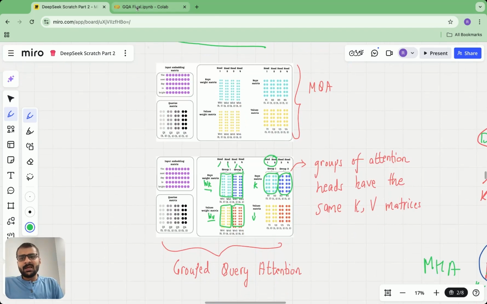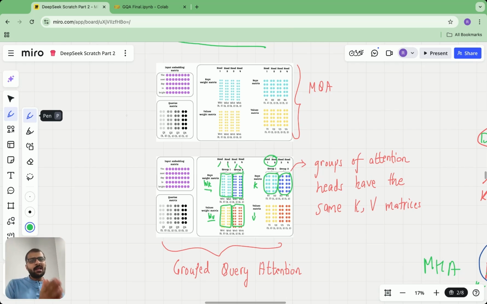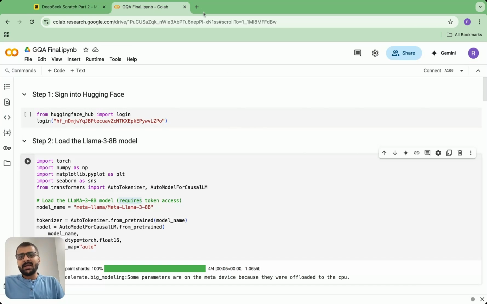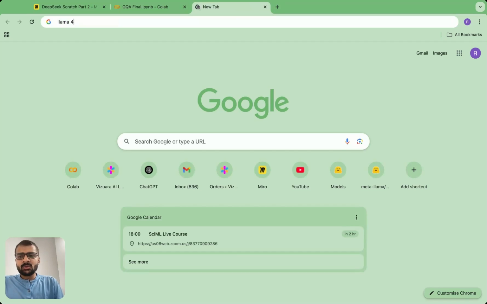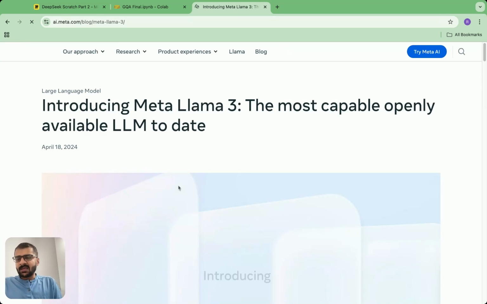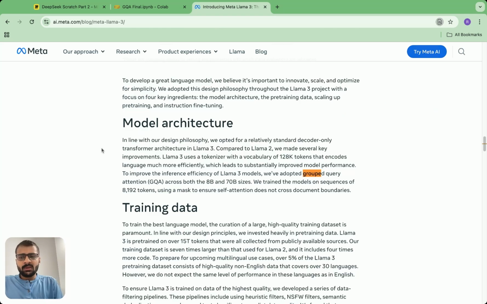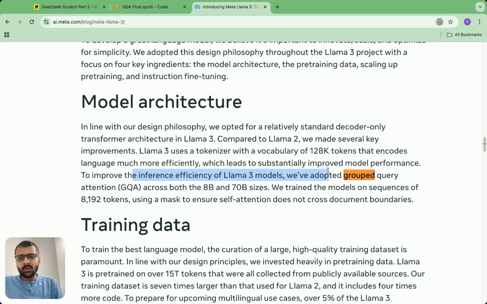Now what I've done is that I've created a small code which we are going to go through, where we are going to take a very well-known model which uses grouped query attention. And that model is Llama 3 8 billion. If you search for Llama 3 8 billion and grouped query, you will see that Meta themselves mentioned, when Llama 3 was launched on April 18, 2024, that they have adopted grouped query attention across both the 8 billion and 70 billion sizes. So when I was constructing a tutorial for this topic, I was going through models which I can use to explore. Naturally, I came across Llama 3.